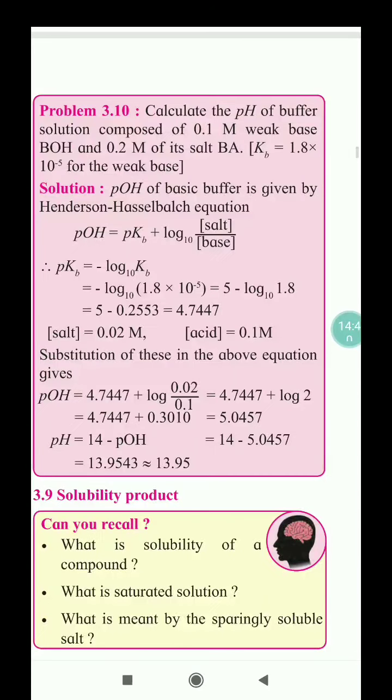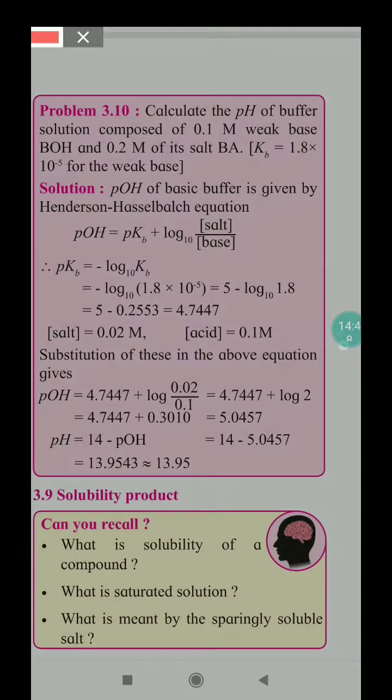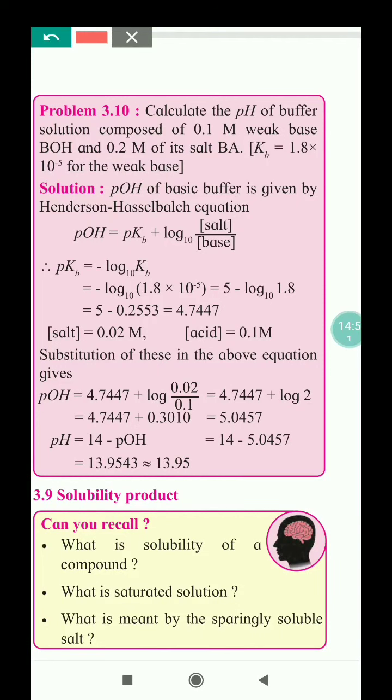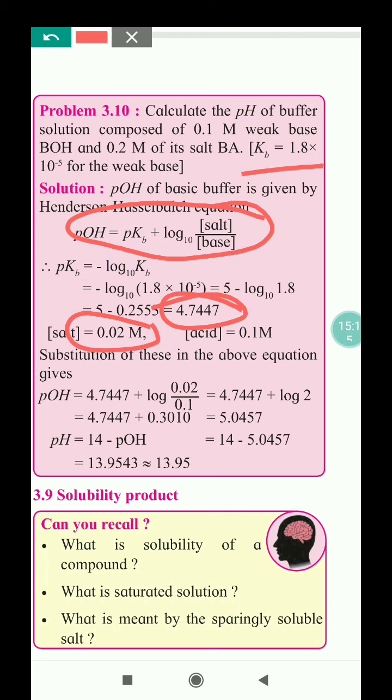Here the weak base is BOH and the salt is BA, and Kb is given. The same thing happens as in the previous equation. pH can be calculated, but it is a basic buffer, so its pOH can be calculated first. pKb is equal to minus log of Kb. By putting that value of Kb, we get pKb equal to 4.7447. The concentration of salt is 0.02 molar and the concentration of base is 0.1 molar.